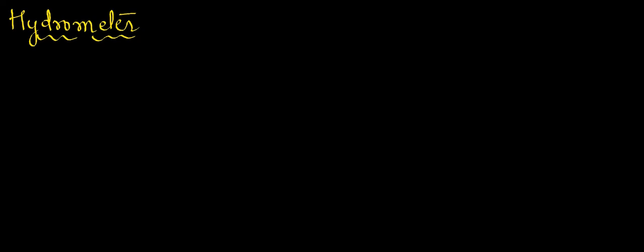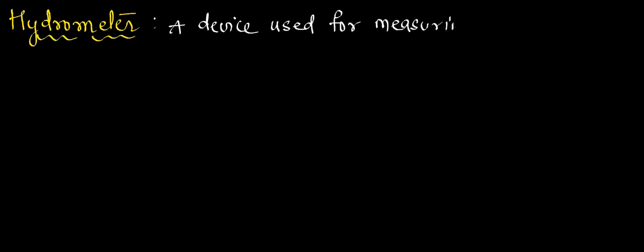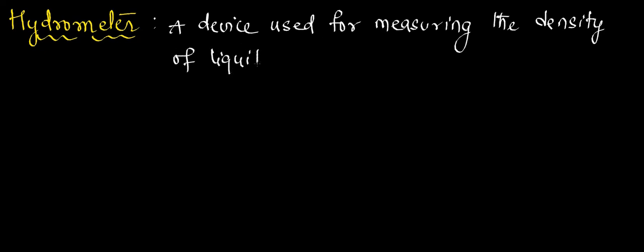In the same way, hydrometer also is an instrument. This is designed for simplicity, and it will be measuring the densities of the liquids. So it is a device used for measuring the density of liquid directly. That means there is no need of mass calculation, volume calculation, or finding the density with comparison to water. No such requirements. Directly, if you dip this instrument in the liquid, it will give you the density.